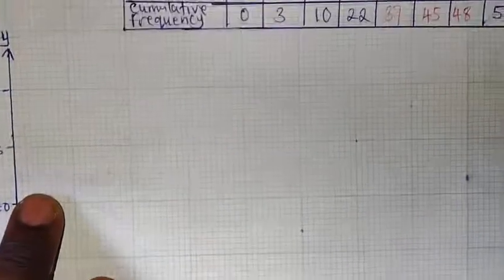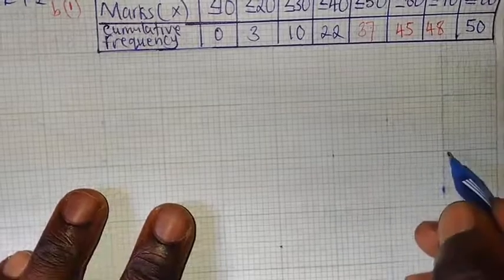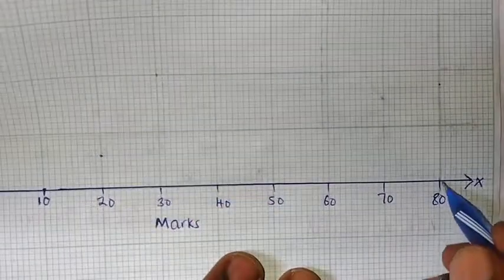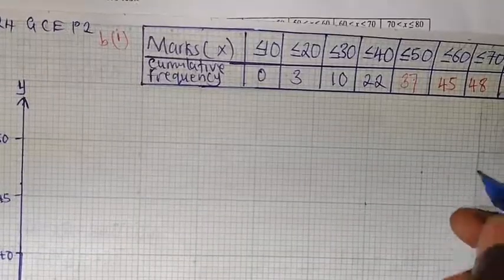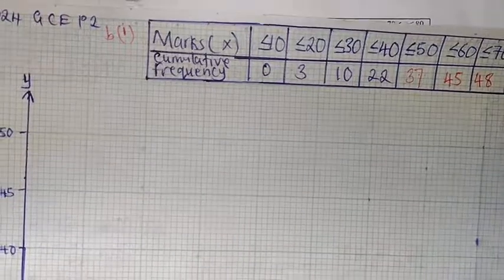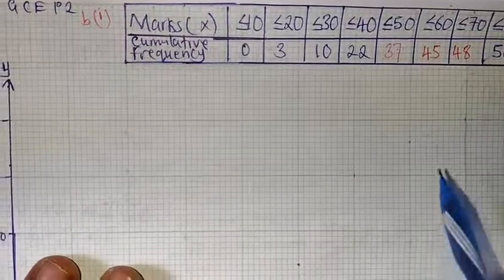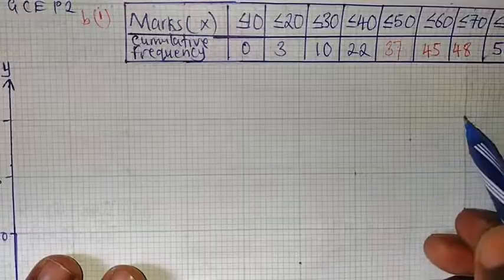Then the last one, you can see it's 80, 50. So my 80 is next to this line. This is where our 80 is. Going up to 50, the 50 is right here. So we have these points. It's just a matter of connecting these points. Just connect these points nicely.